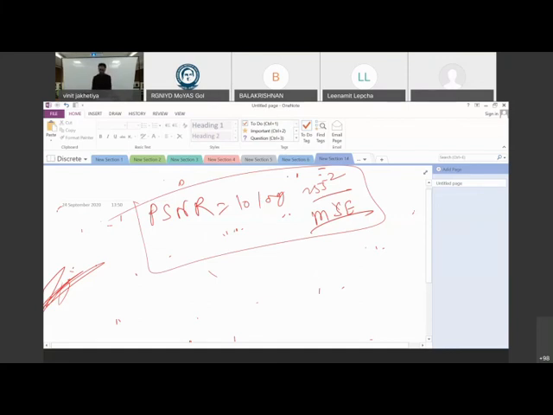Another one you can use is SSIM. SSIM is the structure similarity index. SSIM you can use to find out if your model is performing well or not. Dr. Bala, any other question do you have? Yes, sir. Thank you very much, sir.